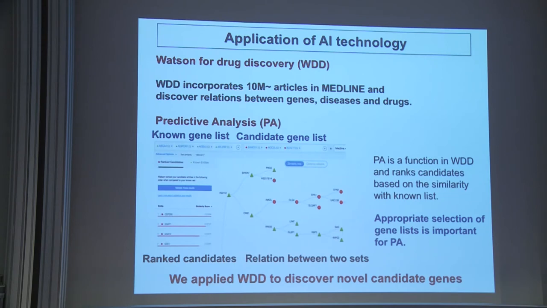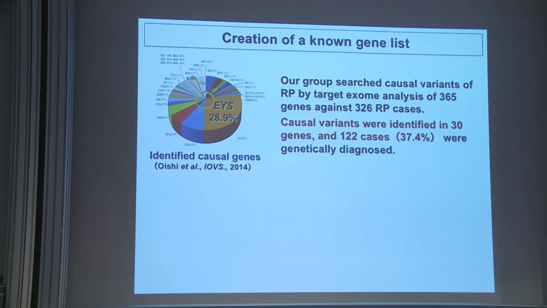However, WDD does not work when we input all gene candidates as the candidate gene list. So appropriate selection of the gene list is important for predictive analysis. So we created these two lists. The first is the creation of the known gene list.